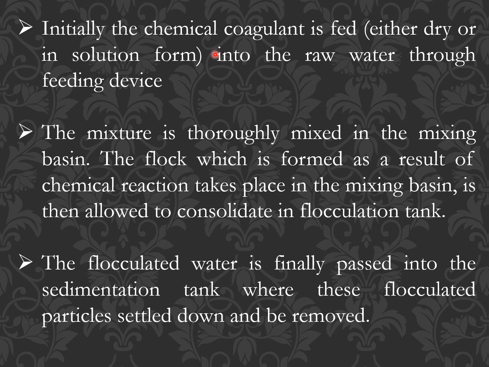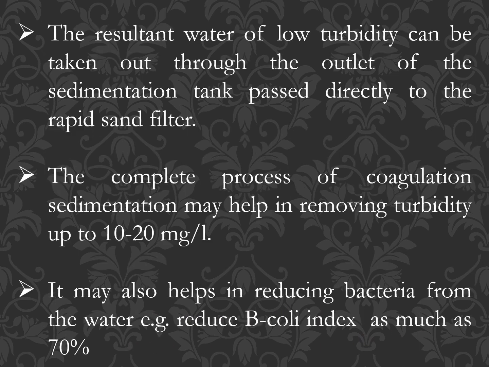Initially the chemical coagulant is fed either in a dry or solution form into the raw water through the feeding device. After that the mixture is mixed in the mixing basin and a flock is created. That flock is allowed into the flocculation tank. It finally passes to the sedimentation tank where the particles get removed. So it helps to remove the turbidity in the range of 10 to 20 mg per liter.